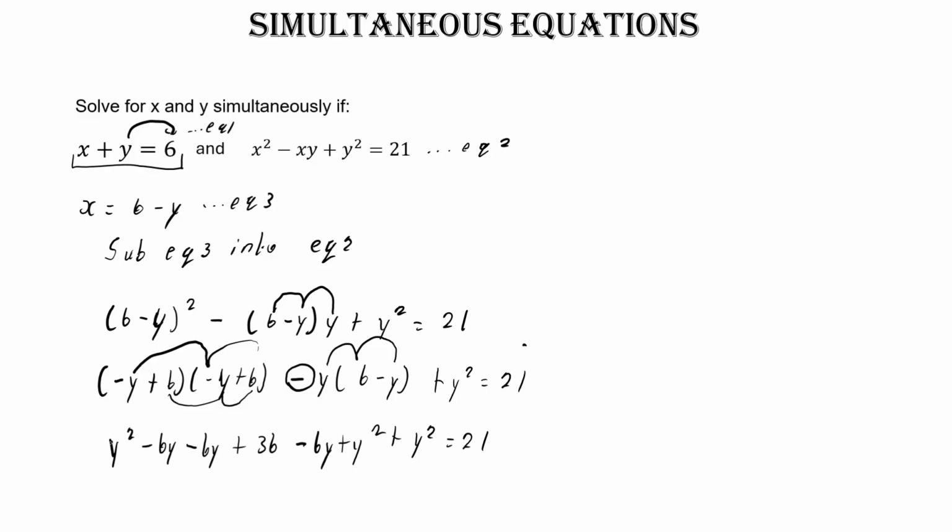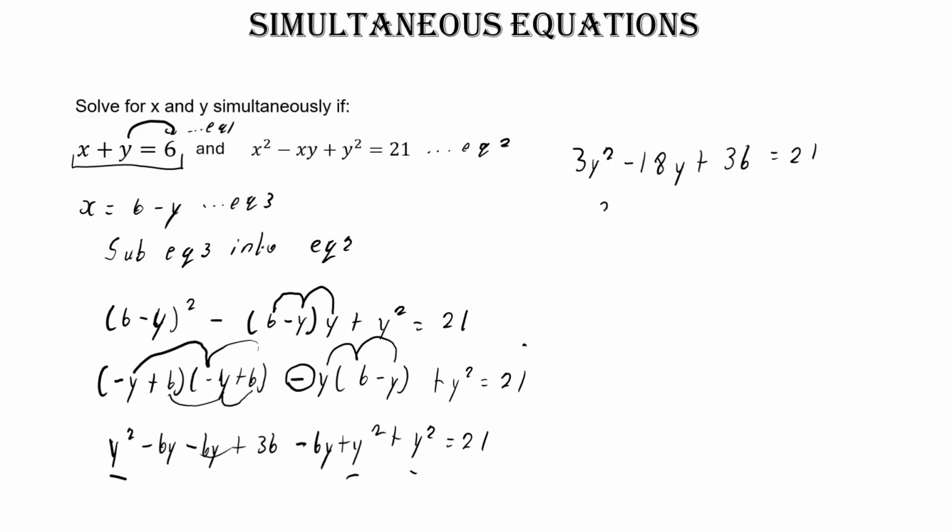Collect your like terms. So you have y squared and y squared. So the y squared plus y squared plus y squared, that's 3y squared. And then negative 6y minus 6y, that's 12y, minus another 6y, that's going to be 18y, minus 18y, plus 36. Make it equal to 21.